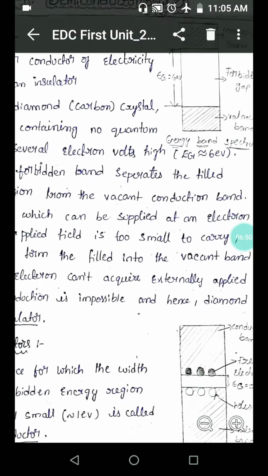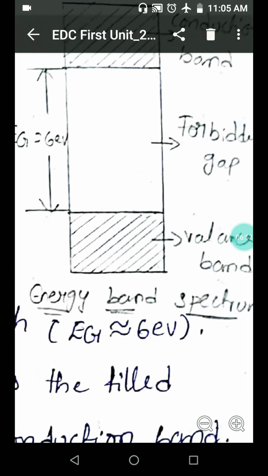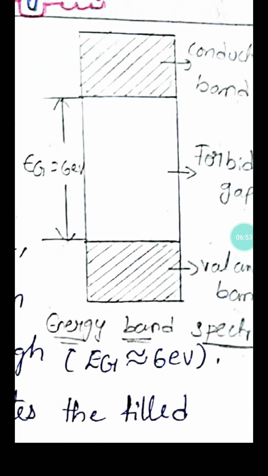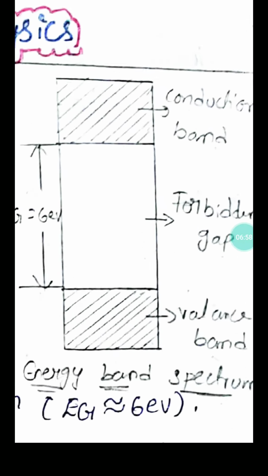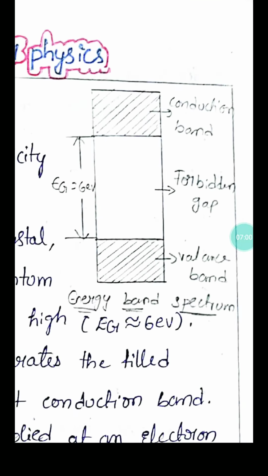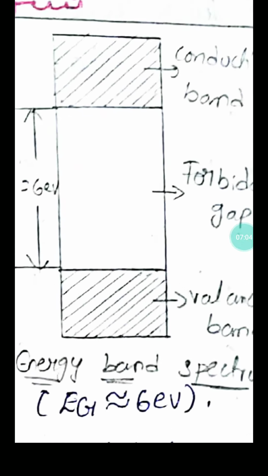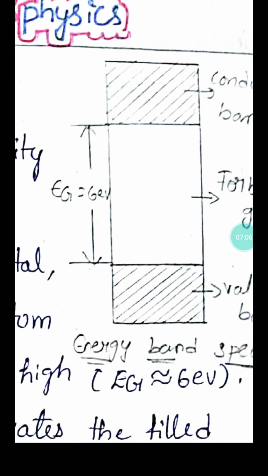See here, the energy band diagram. This is the energy band diagram, right? So this lower band is the valence band, and this band is the conduction band. In these materials, this is the forbidden gap, right? See, our insulator's forbidden gap Eg is equal to 6 electron volts, 6 eV.